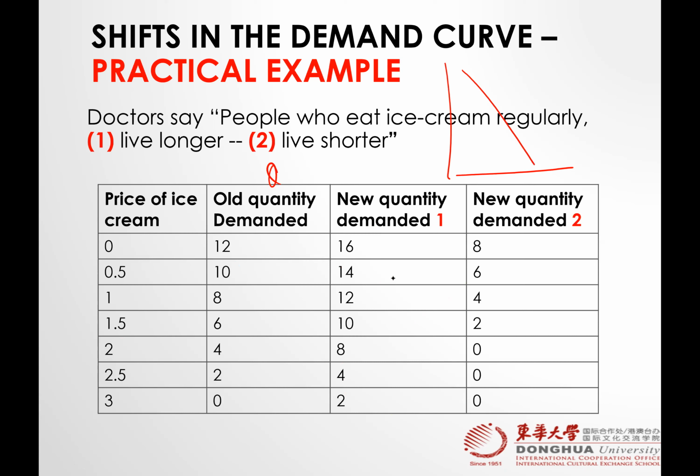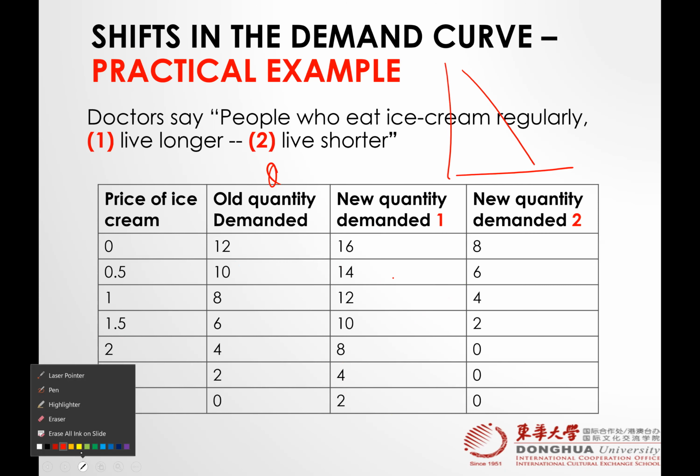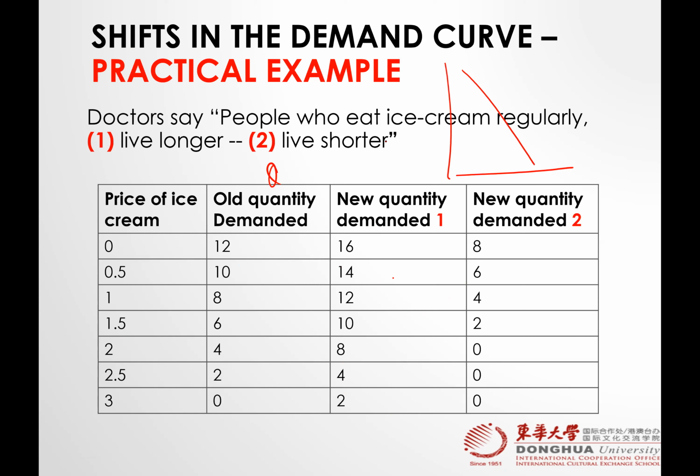Okay. So my pen stopped working. Let's see that here. Here we go. So we see here, this is the old one. We call this QD1. This is the new one, Q2.